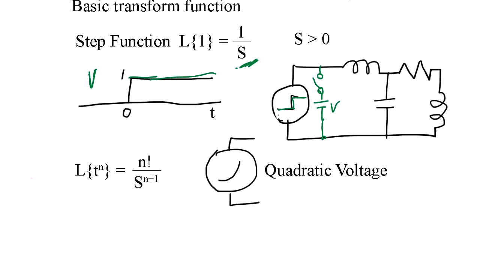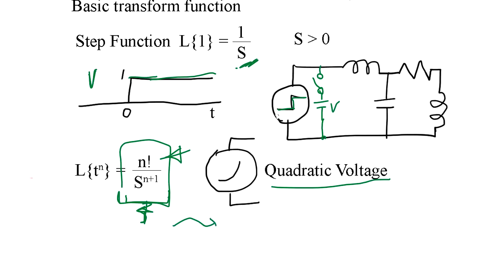Another example of a transform function, Laplace function, is t to the nth, like a quadratic voltage. When you apply quadratic voltage, what happens? Its Laplace function is like this. Okay, and now we go over all the basic transform functions. Then later in the next 2 videos I'll show you how to inverse transform and obtain the function you want to know, like I(t). Okay, this is called transient analysis.